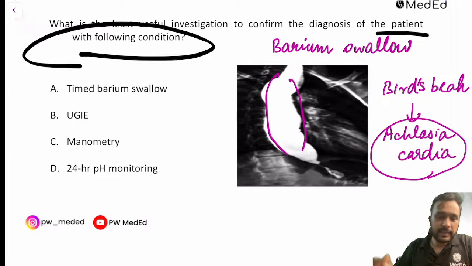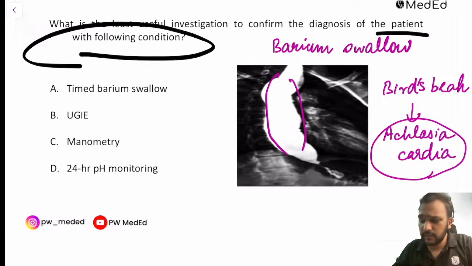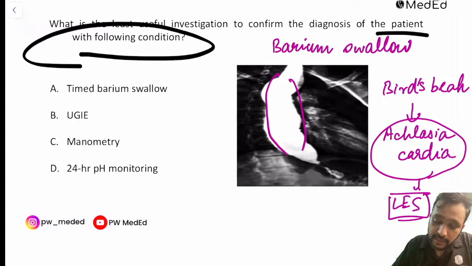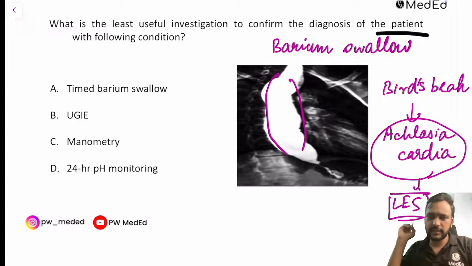So what happens in achalasia cardia? There is inability of the lower esophageal sphincter to relax, right? So we have to know the pressures in the lower esophageal sphincter. So here in this question we have been asked which is the least useful investigation.